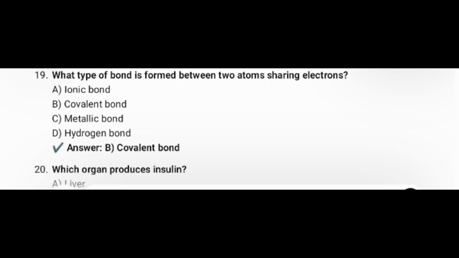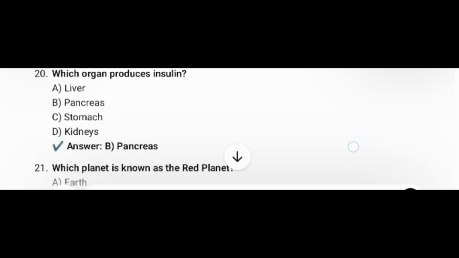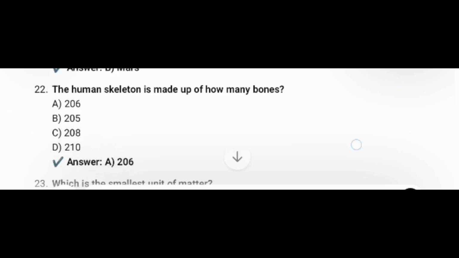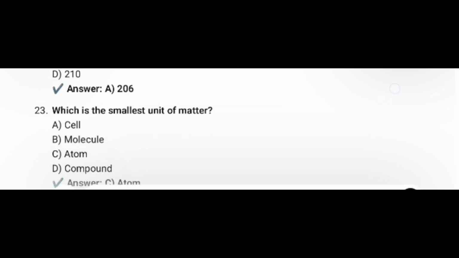Correct option. Next, which organ produces insulin? Correct option is option B, pancreas. Next, which planet is known as the red planet? Correct option is option B, Mars. Next, the human skeleton is made of how many bones? Correct option is option A, 206.